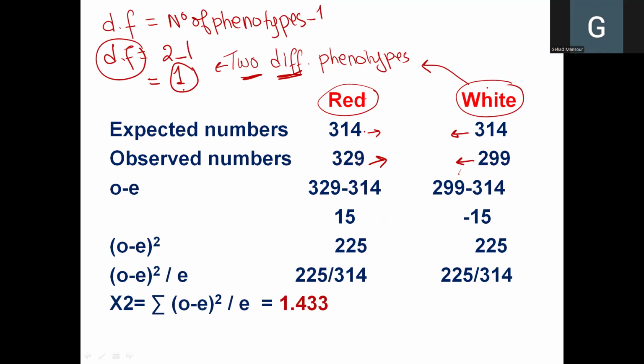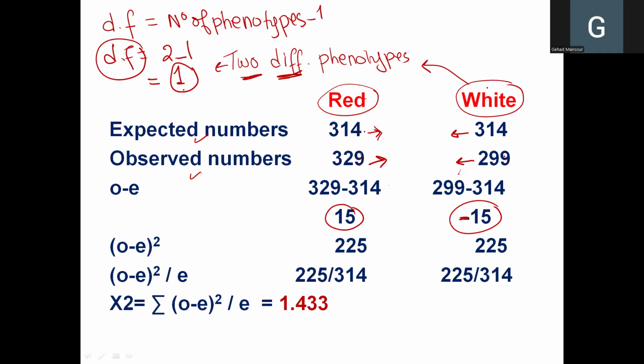Of course, if the red are more than 50%, then the white will be less than the 50%. So we will calculate the difference, because there is a difference between what we observed on Earth from the experiment and what we were expecting. 329 minus 314, this is 15. And the difference here is again 15, but minus 15.